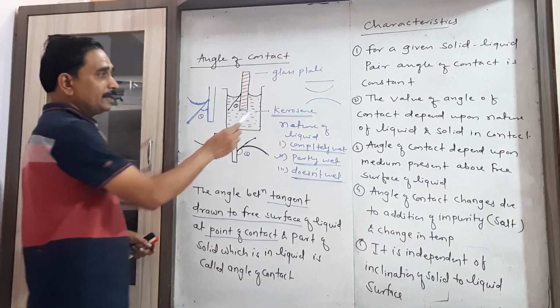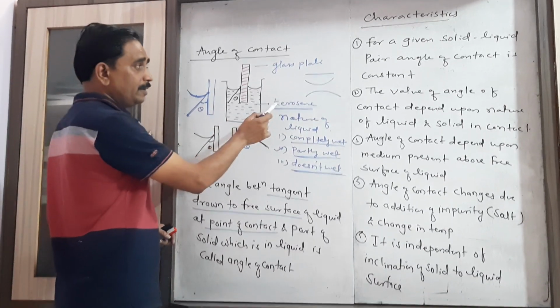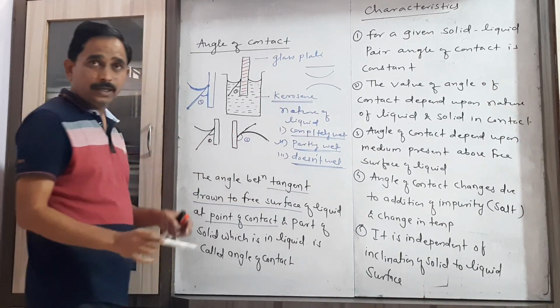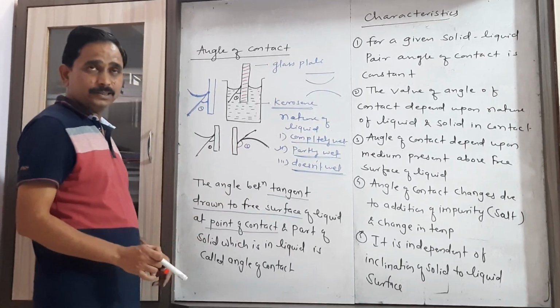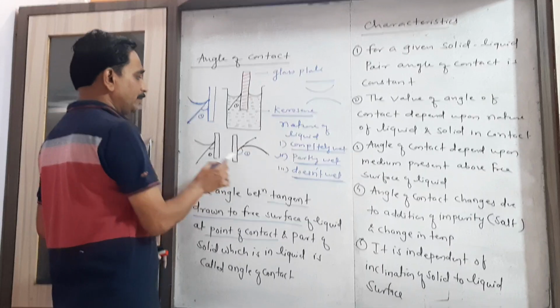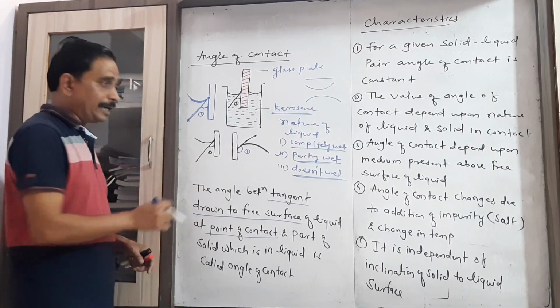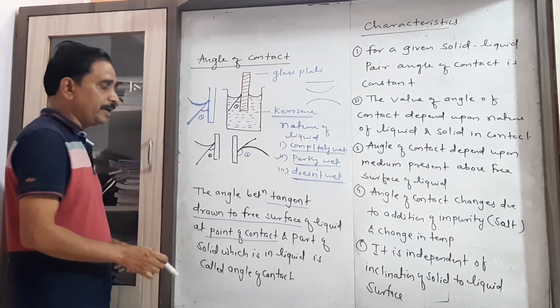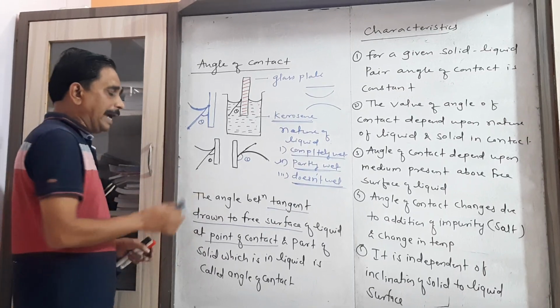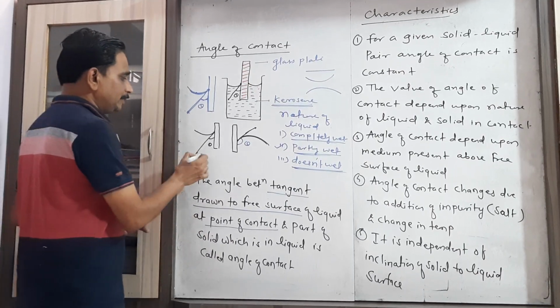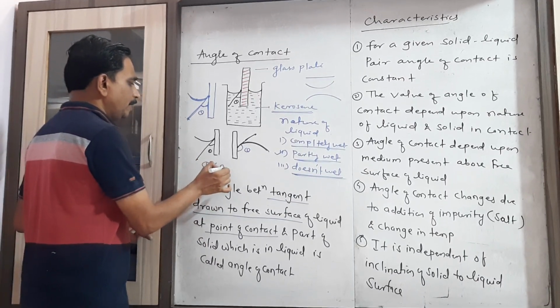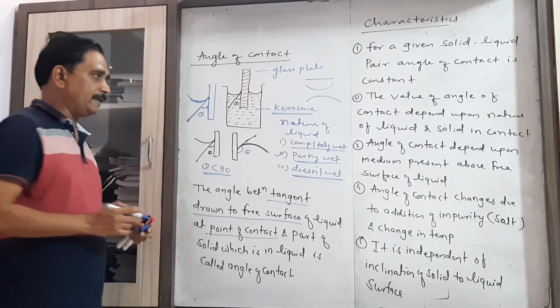If you consider kerosene or water containing some minerals, in that case we have the meniscus concave. In that case this is the angle of contact, which is generally an acute angle. It means this angle is always found to be less than 90 degrees.